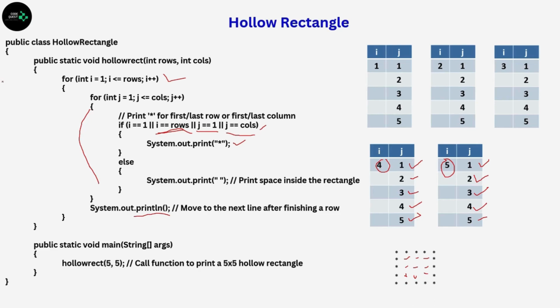So after this, as this is the end of the outer loop also, we can imagine my entire method call is over, and at the end we have got this hollow rectangle where it is surrounded by all the asterisks. In the middle it is completely empty.